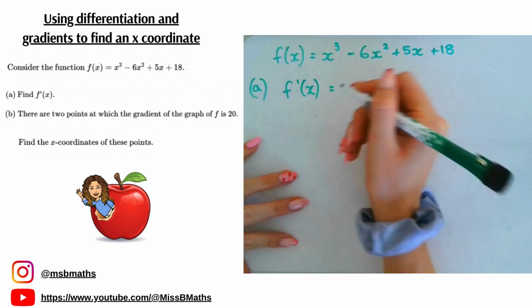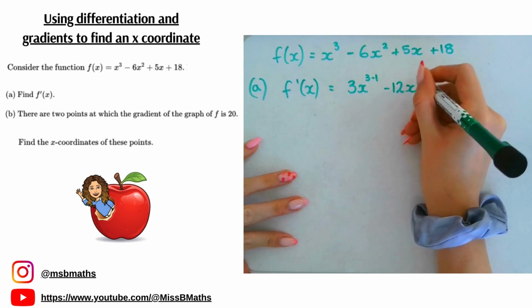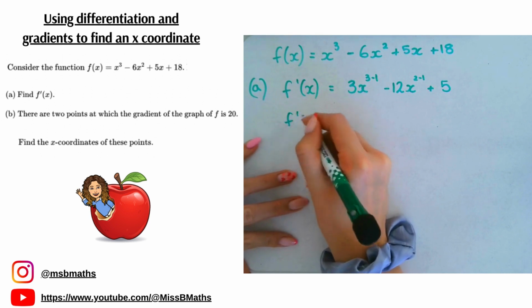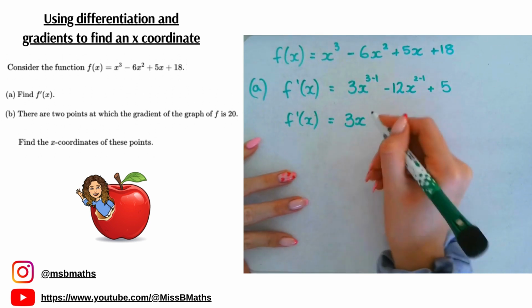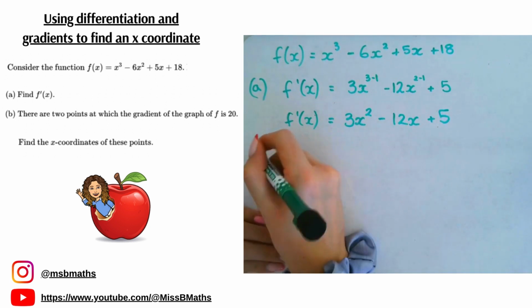So the first thing we need to do is find f'(x). So remember, when we differentiate, the power comes down and then we subtract 1 off the power that you began with. So here we are left with 3x² - 12x + 5.